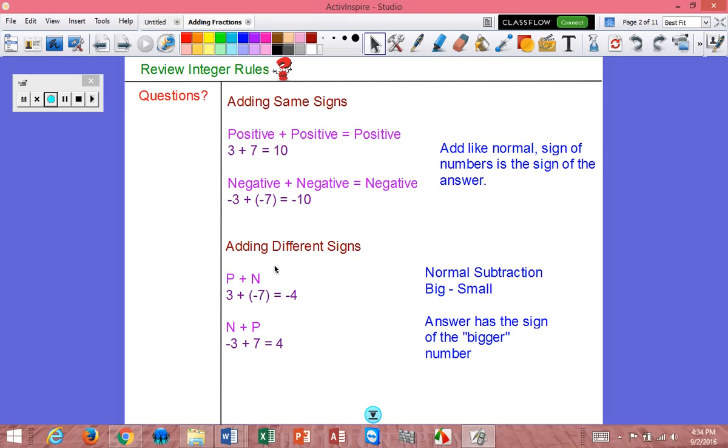Adding different signs, okay? If you have heard me talk about this in class, I say that's like good guys versus bad guys. So you have to decide which side has more, and then you have to figure out how many more they have. So for example here, we have 3 plus a negative 7. If positives are good guys and negatives are bad guys, in this particular example, we would see that the bad guys are going to win, and they're going to win because they have 4 more.